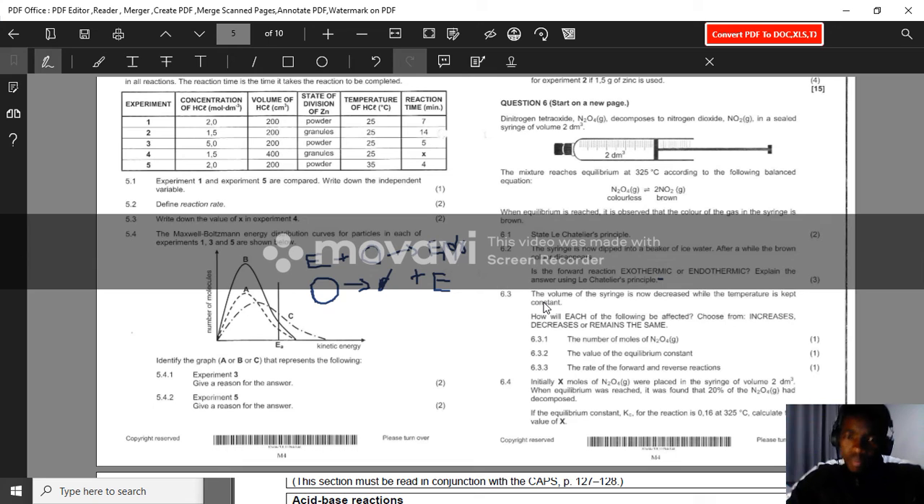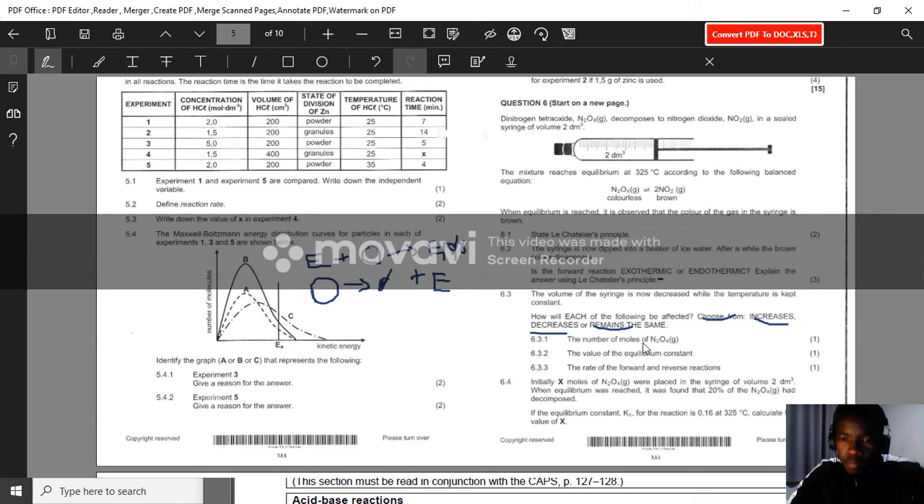So the volume of a syringe is now decreased while the temperature is kept constant. So the volume of the syringe is decreased now, and the temperature is remaining constant. So how will each of the following be affected? Choose from increase, decrease, or remain the same.